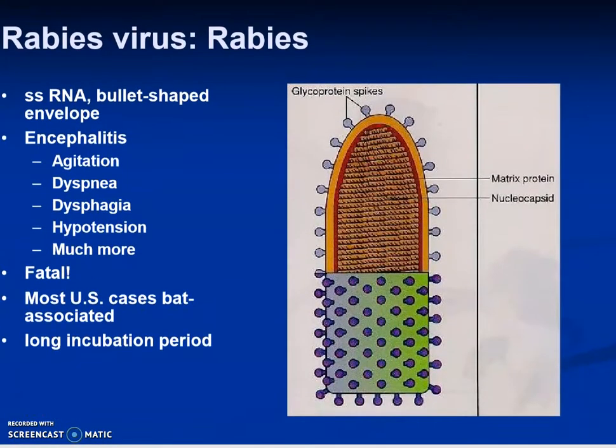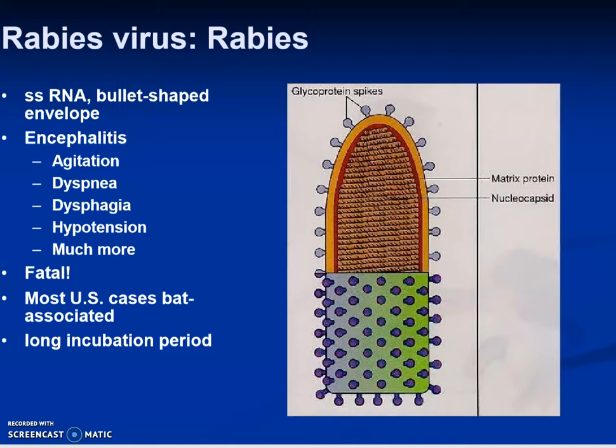And here we're finishing up with the rabies virus. This one is a single-stranded RNA virus. It's bullet-shaped and enveloped. Once you're infected, it causes encephalitis with all of the following symptoms right here. You can read through that. It is fatal in most cases. In the United States, most cases are bat-associated. It does have a fairly long incubation period.